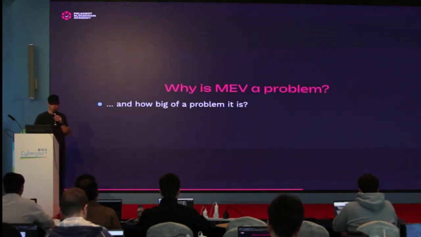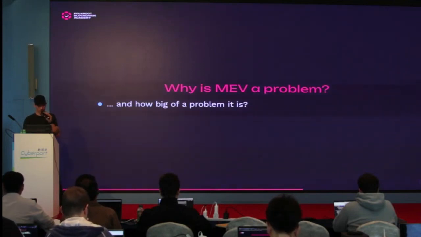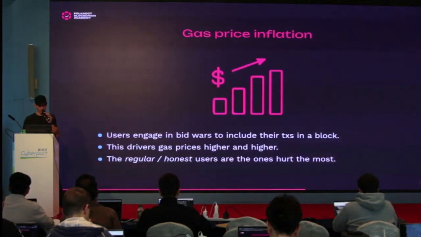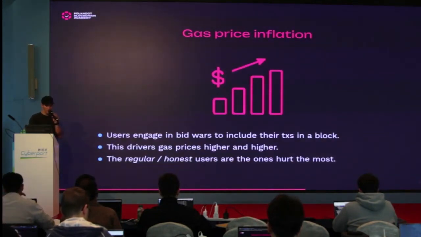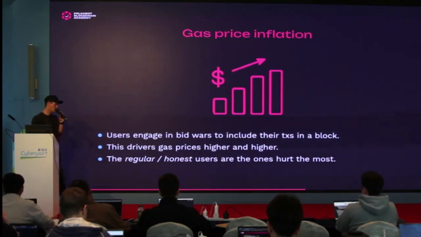So why exactly is MEV a problem? Why does it need to be addressed? Why do we have to do something? So if it goes untreated, there's a couple of problems that it causes. First one is gas price inflation, right? So all these bots, they have it in their mempool. One bot stealing from the other.